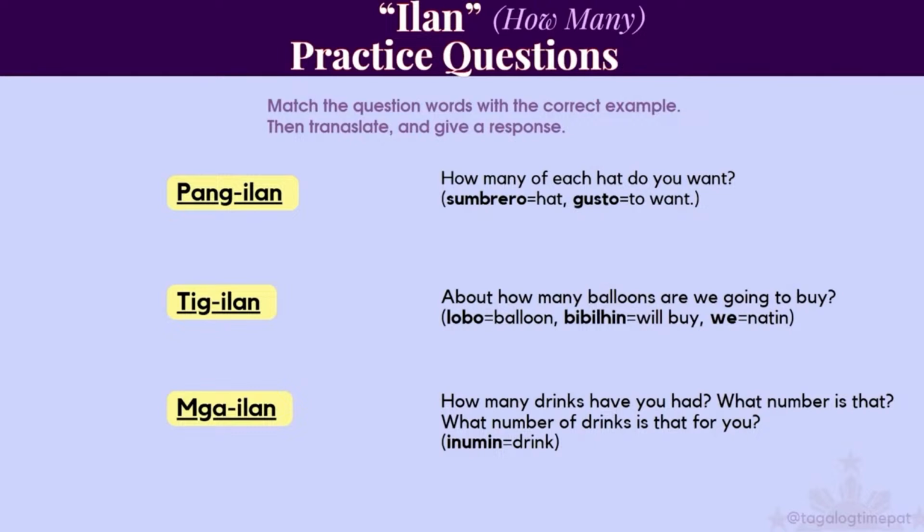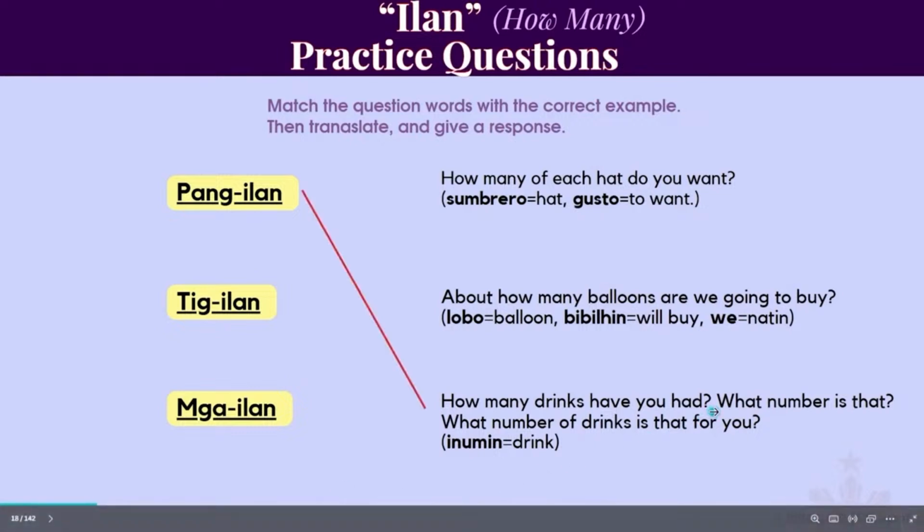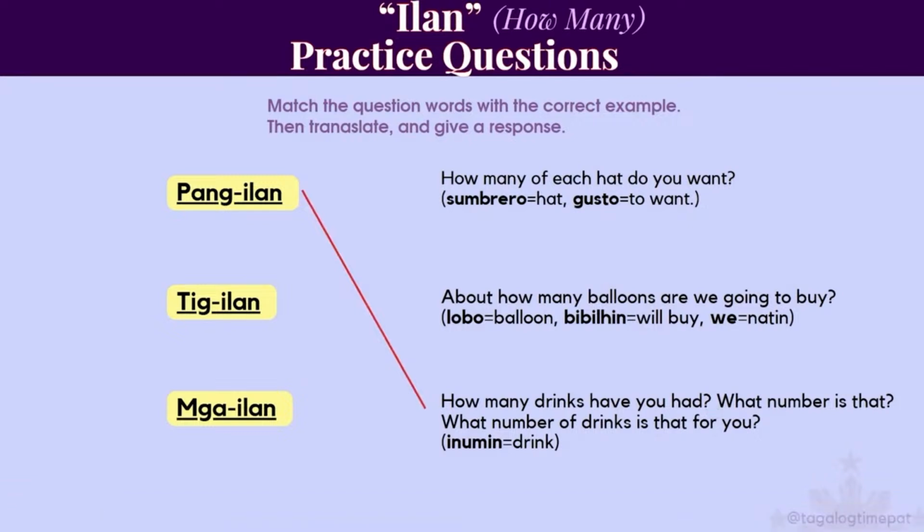Okay, welcome back. Let's see. This is what the answers would be. Pang ilan goes with this question. How many drinks have you had? What number is that? What number of drinks is that for you? So it's asking about the order of your drinks and basically where you are in your line of drinks. Tig ilan would be how many of each hat do you want? So it's asking about the amount of each. Mga ilan, about how many balloons are we going to buy? So it's an estimation. We don't know exactly. It's just about how many do you want. Okay, so hopefully you were able to match them.